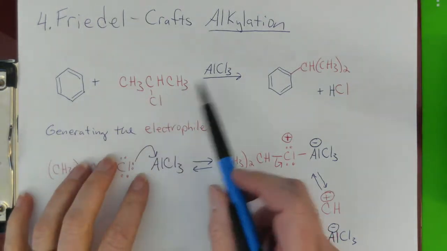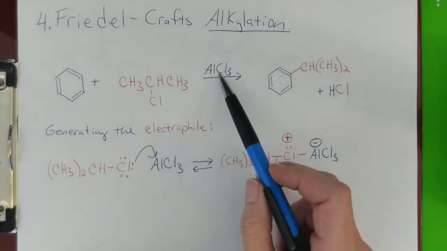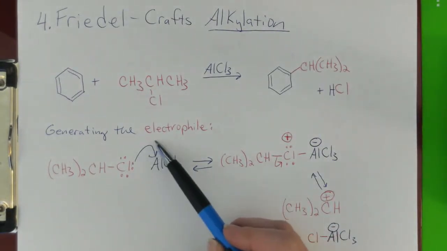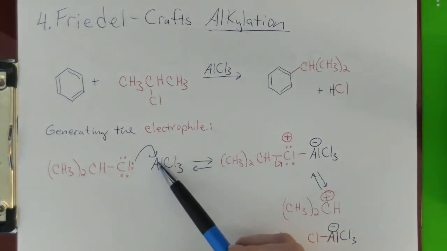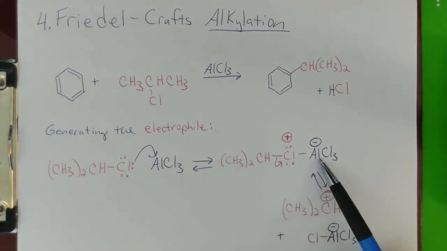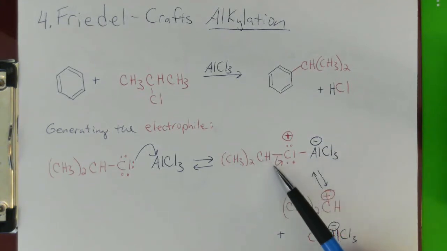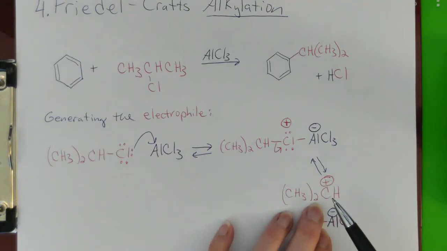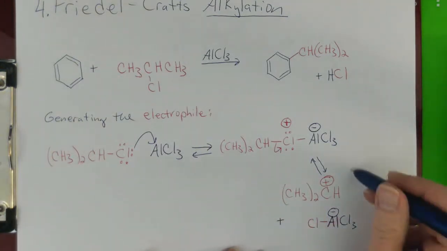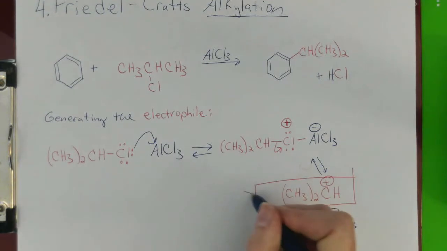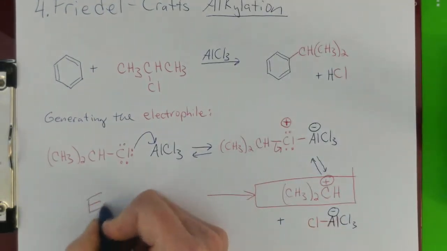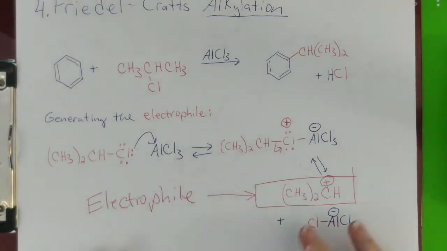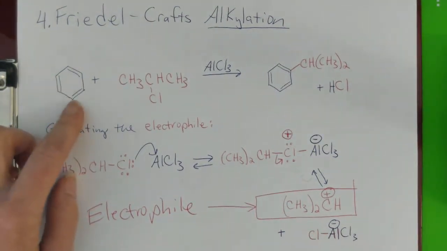The way that we generate the electrophile in this reaction using aluminum trichloride is that we see a pair of electrons going from the halide to the aluminum to form this complex here. And we quickly break this bond to make a carbocation. So this here is our electrophile. And remember that the benzene ring here is serving as the nucleophile.